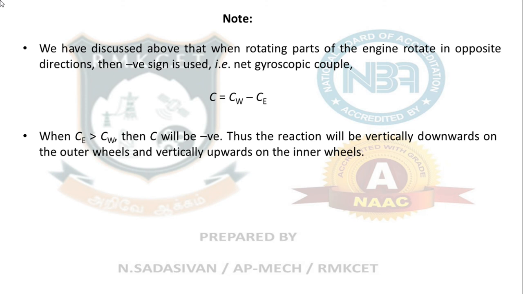You will get a negative answer. This will become negative if the engine couple is greater than the wheel couple, and suppose it goes around in the opposite direction. Only in opposite. See this minus sign. It means it is going in the opposite direction. In that case, if your engine couple is greater than the wheel couple, normally your car will tend to roll to the left, but here in this special case, it will tend to roll to the right, oppositely. Okay, only in that special case.